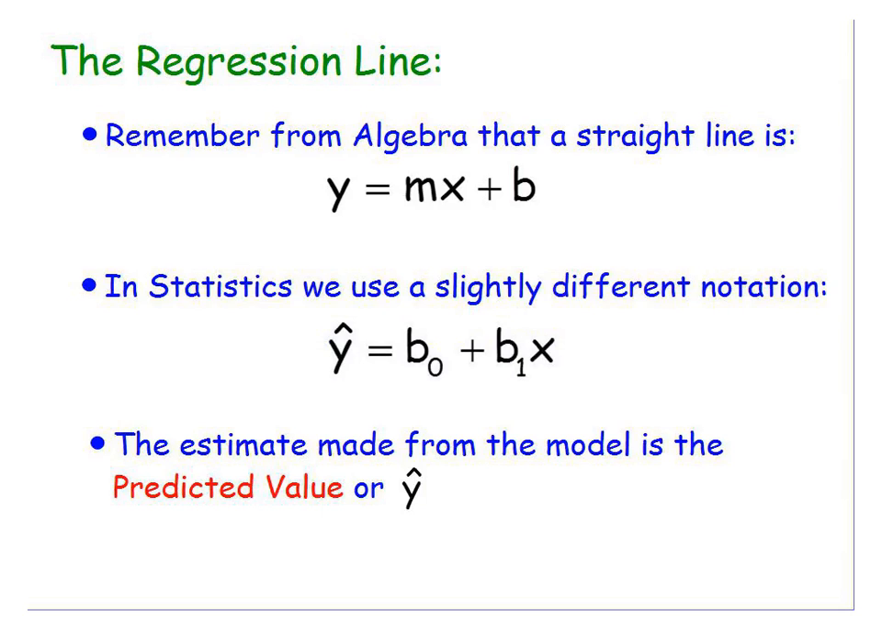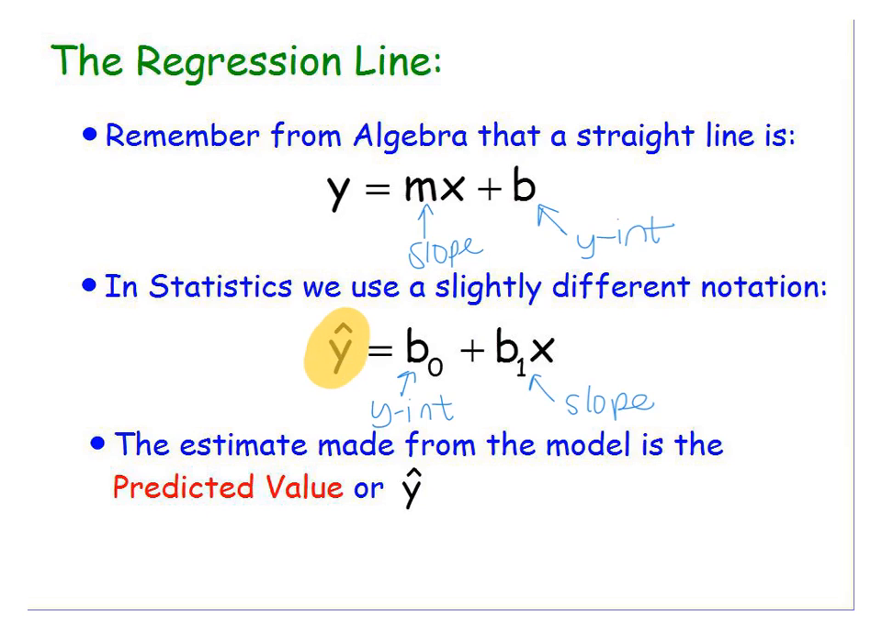So I want to point out what some of these things are. In the past, m has always been our slope, and b has always been our y-intercept. Well, we're going to write it in a reverse order. b sub 0 is now going to be your y-intercept, and b sub 1 is now going to be your slope. And the other very important notation is this y hat notation.